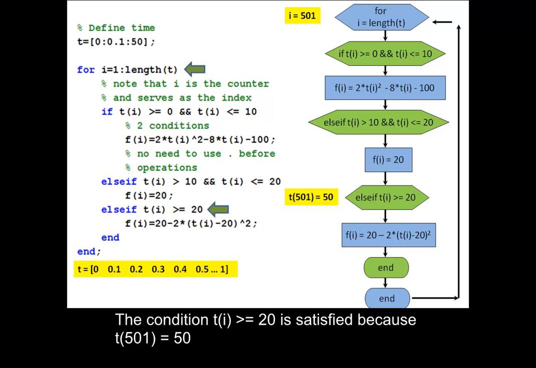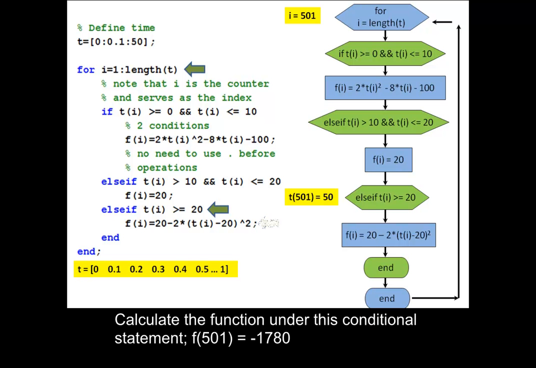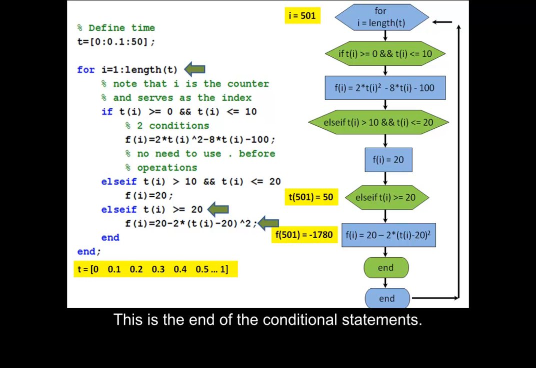The condition t of I is greater than or equal to 20 is satisfied because t of 501 equals 50. Calculate the function under this conditional statement. F of 501 equals negative 1700.